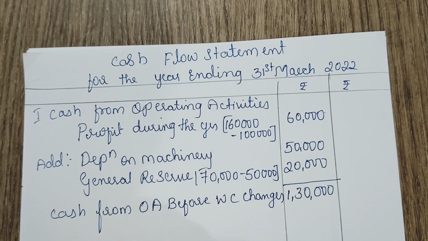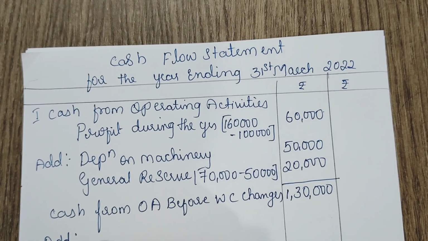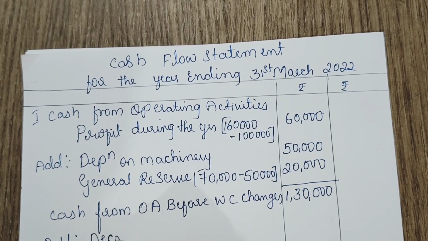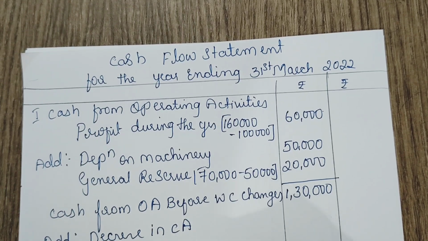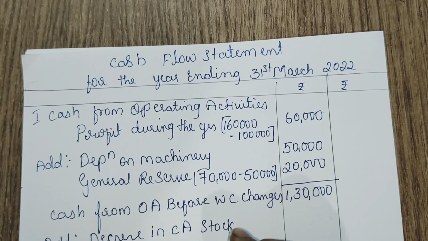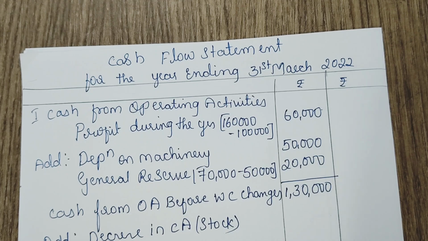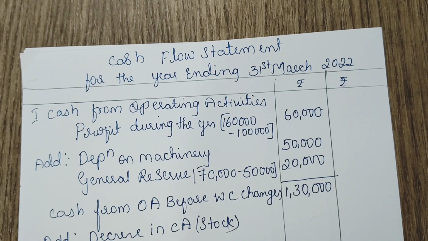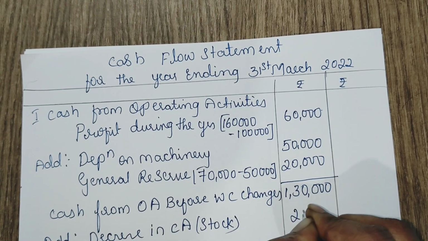First we will take add. What you need to add? You have to add any decrease in current asset. Decrease in current asset, we have stock. There is a decrease in stock. What was the stock value which has been given? The stock value was 1 lakh and 75,000. So what is the decreased value? Decreased value is 25,000.